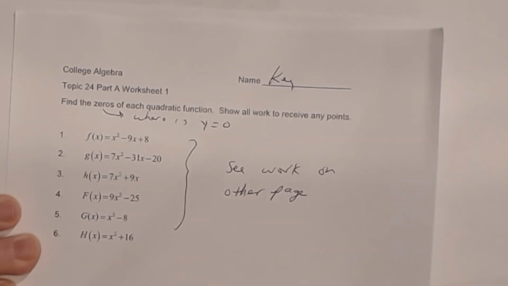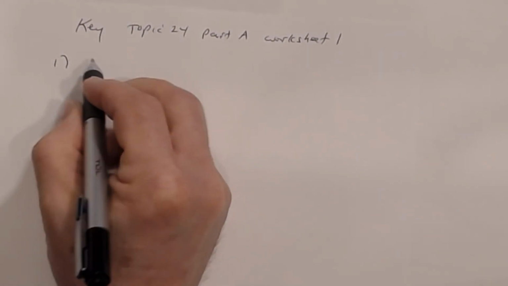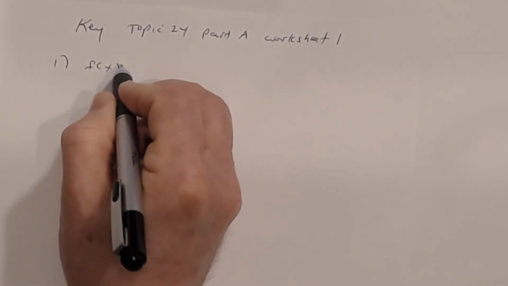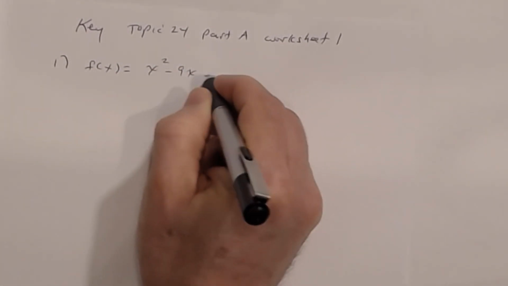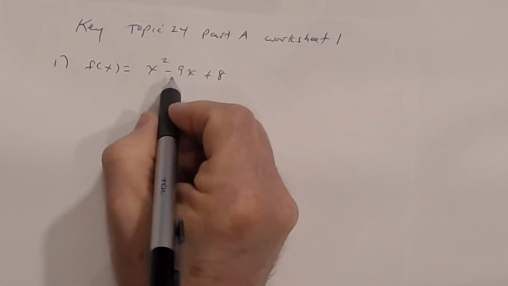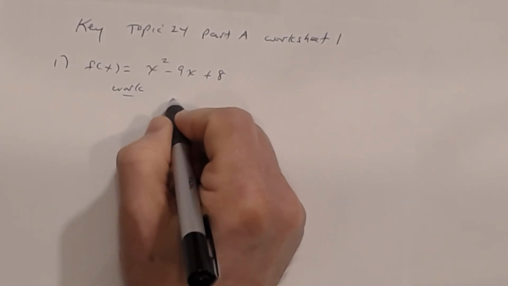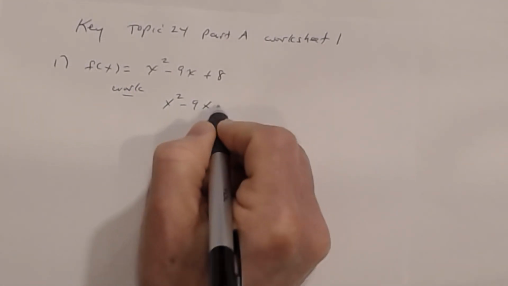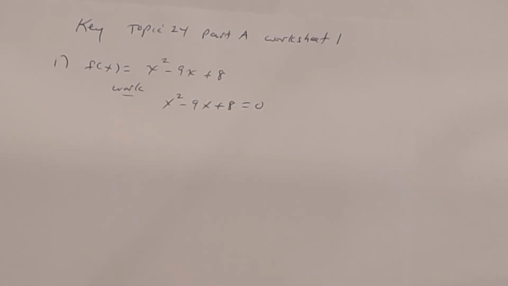If we look at number 1, we have f of x is equal to x squared minus 9x plus 8. If I want to find the zeros of this function, I'm going to set this function equal to 0. So this is the work. You're going to say x squared minus 9x plus 8 equal 0, and you just solve this quadratic equation.